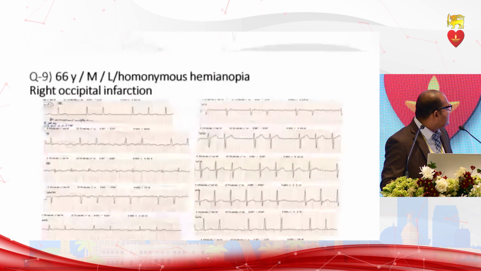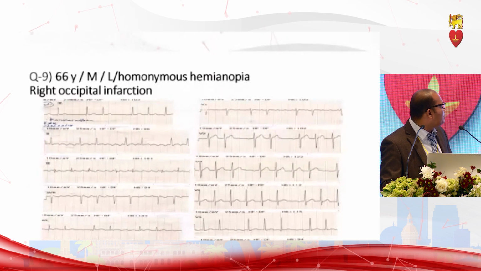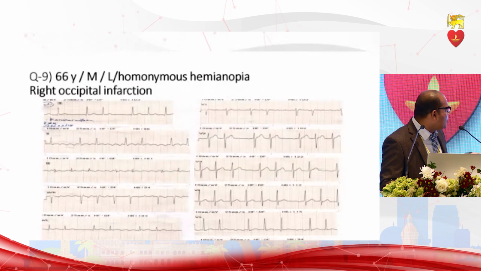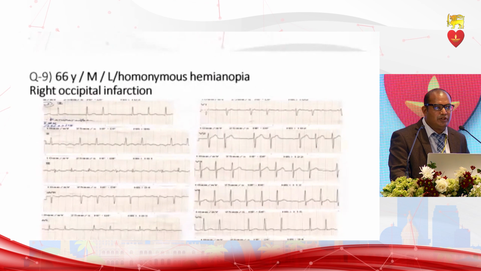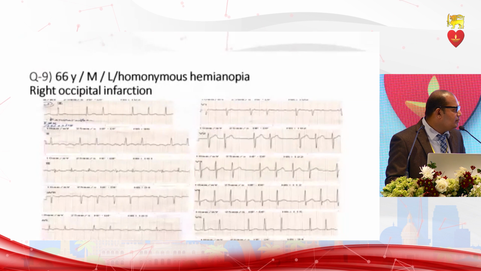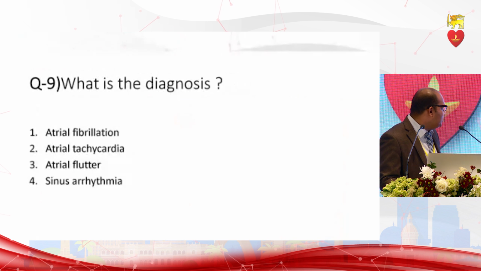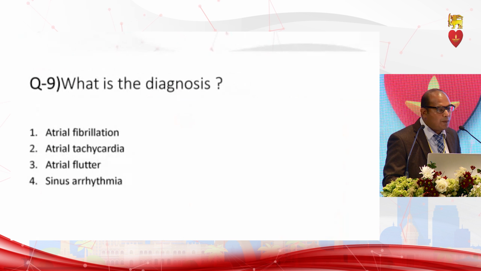A 66-year-old male presenting with CVA, left homonymous hemianopia, with a confirmed infarction in the occipital region, and the ECG. We know when someone comes with a CVA, we always need to be very careful about the cardiac rhythm. And in fact, the idea is to detect the rhythm abnormality beforehand and manage them appropriately. The question is, is it atrial fibrillation, atrial tachycardia, atrial flutter, or sinus arrhythmia?